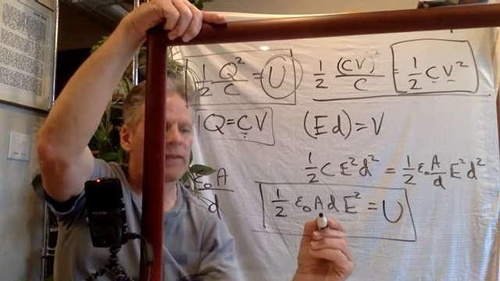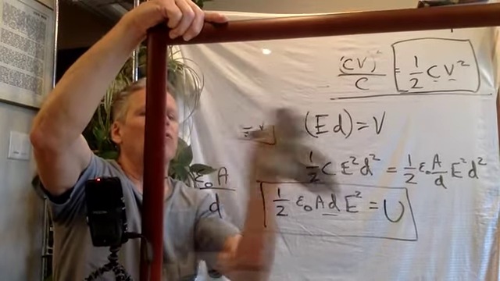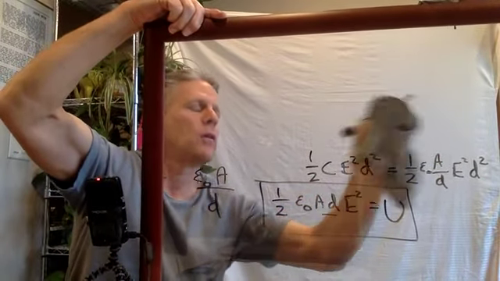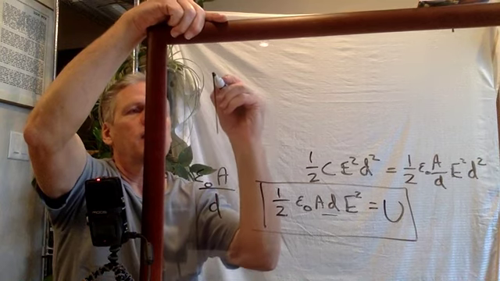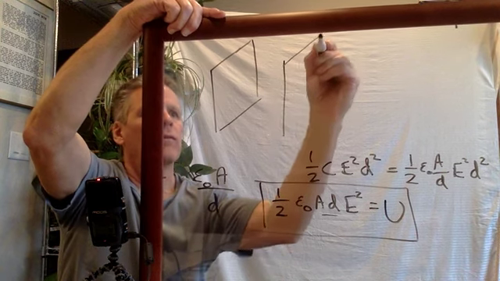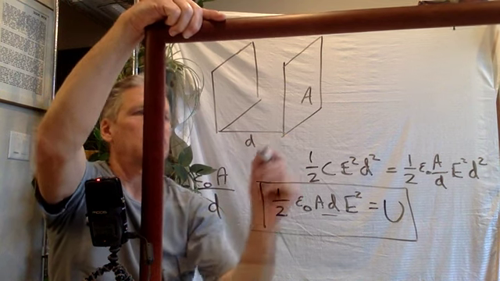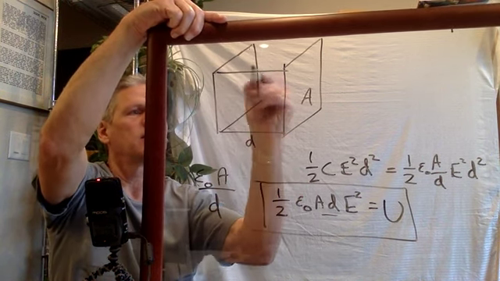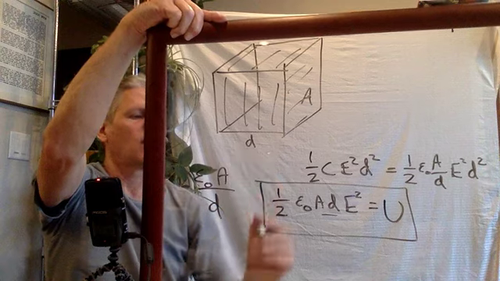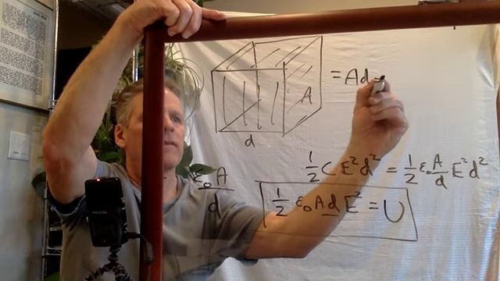But let's take a look at this. What is A times D? You will recall that A is just the area of our capacitor, and D is just the distance between those two plates. So if we have these two plates, and they each have an area A, and the distance between them is D, then what is A times D? It is this entire volume, right? This entire volume. So the volume of a capacitor is just AD, and this equals volume.